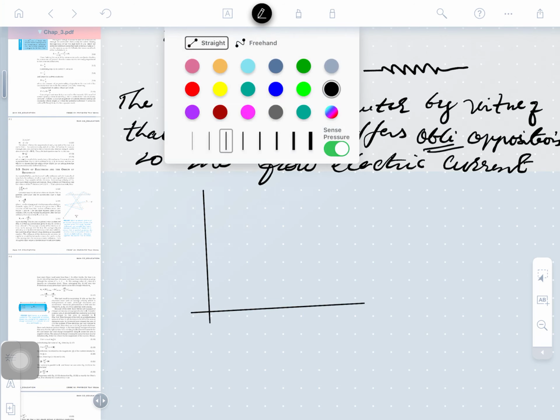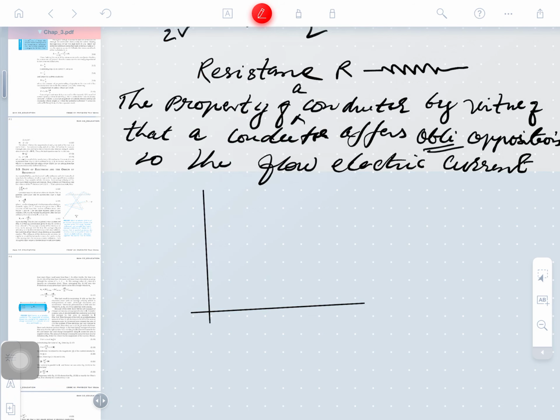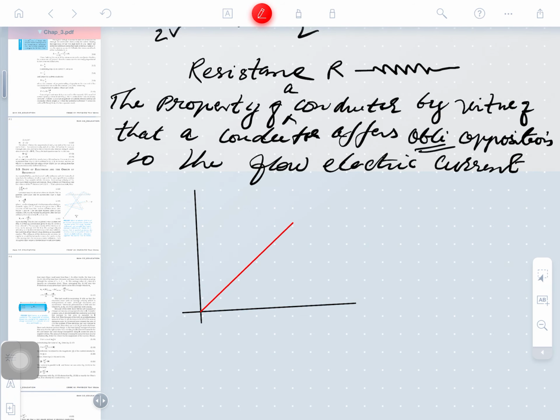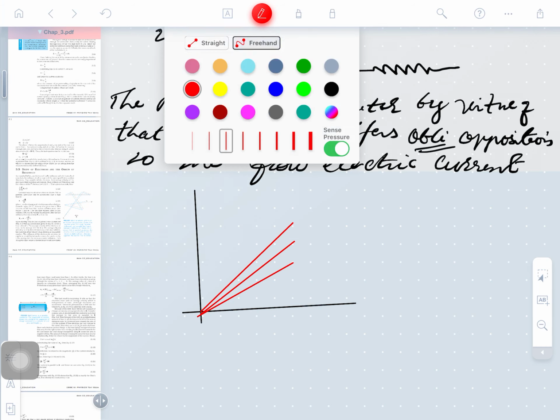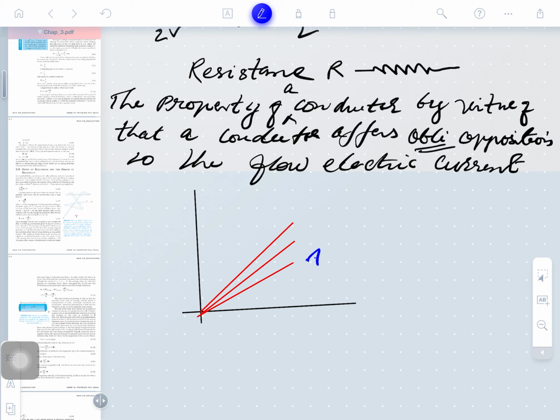The curve I have drawn here is different for different conductors. For one conductor, a second type of conductor, and a third type of conductor, I now have three different conductors: conductor A, conductor B, and conductor C. You may see that at the same potential, all conductors are passing different amounts of current.